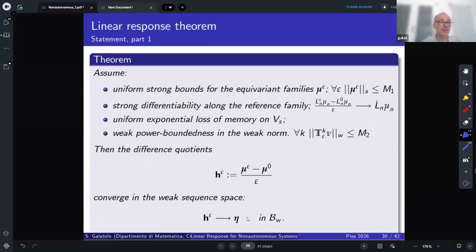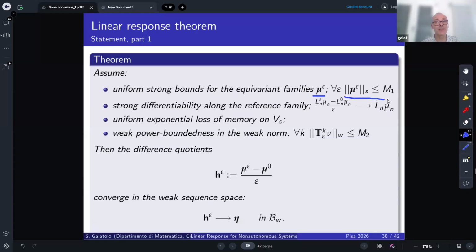And now let me state the theorem quite informally, because I would like to have a little bit of time to show you the proof, which is the same proof as before, but at least to show you that the proof is the same as before. So suppose that you have a situation like this, and then you have a family of non-autonomous systems that change with the perturbation, which is parameterized by epsilon. And for every epsilon, you have a unique equivariant family, which you call the bulk phase mu. This is a sequence of measures which is equivariant.